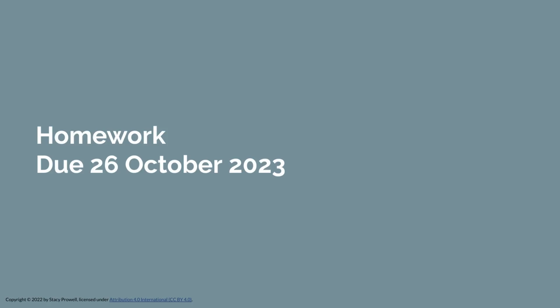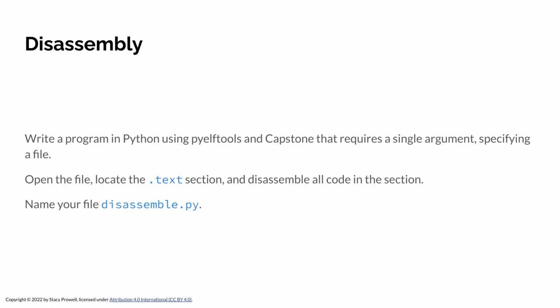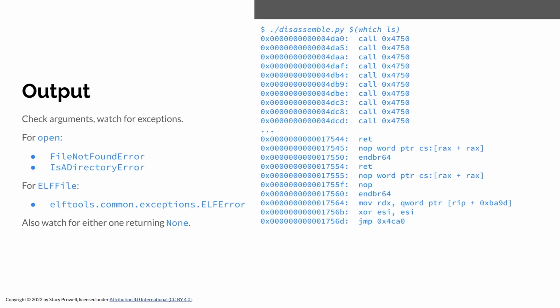There's homework. The homework is to disassemble some code using Python and Capstone, just so that you know the basics of how all this works. Hopefully you found this to be pretty easy. Open the file, find the text section, and disassemble all the code. Be sure that you produce the correct address over here.